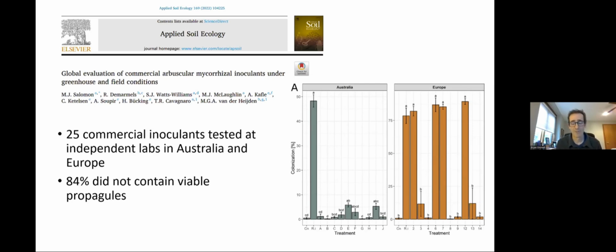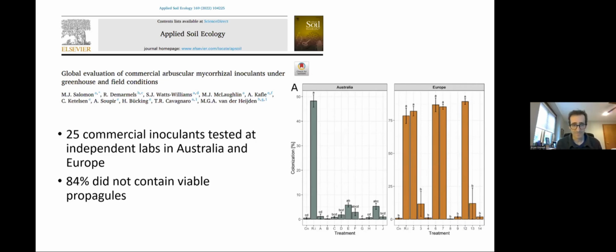This same group, which is a very well-respected group, tested 25 commercial inoculants independently at 2 labs, one in Australia, one in Europe, and there were some field inoculations that I'm not showing here in the United States. And somewhat troublingly, what they found is that out of 25 commercial inoculants, 84% of them did not contain viable propagules, or at least propagules at the abundance that were needed according to the labels.